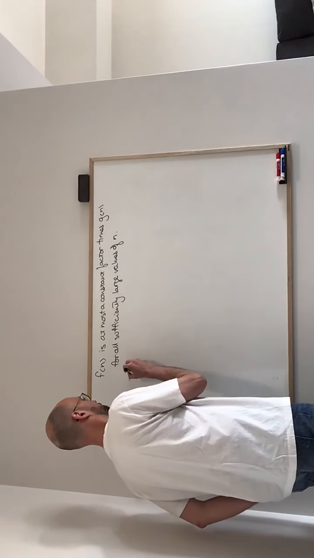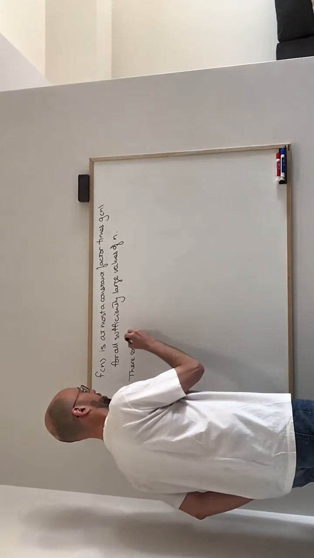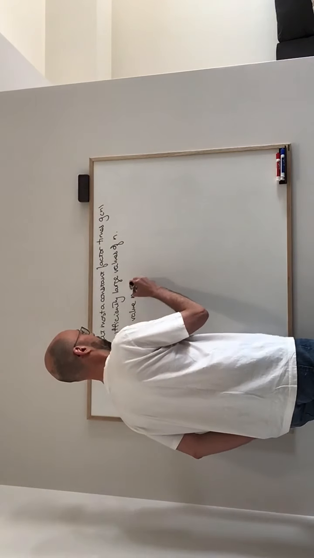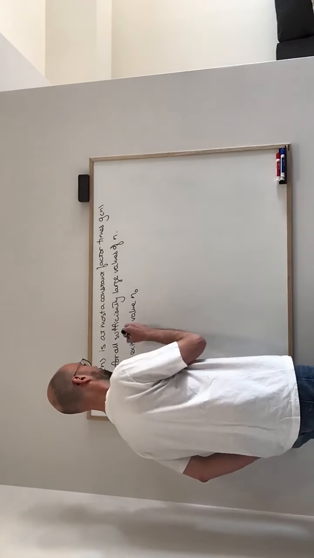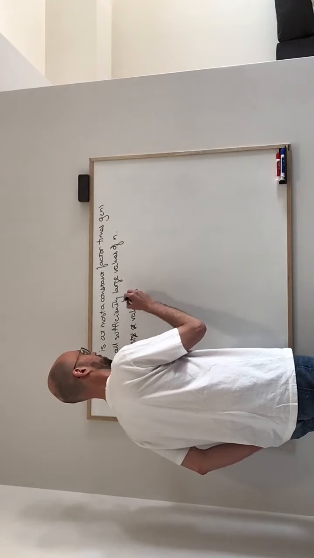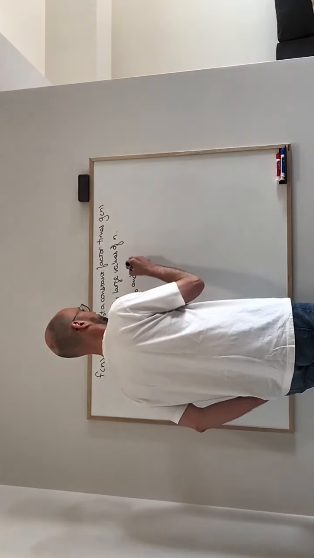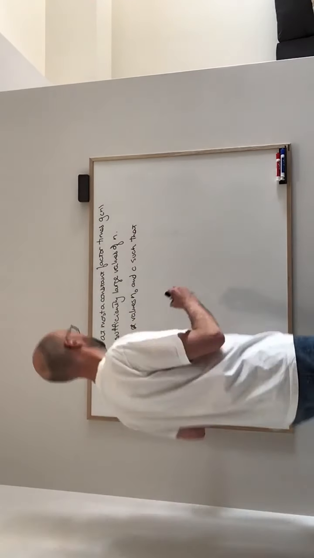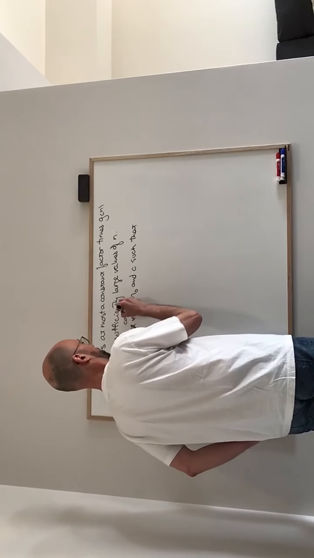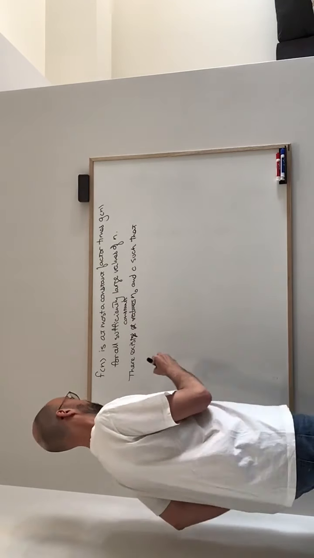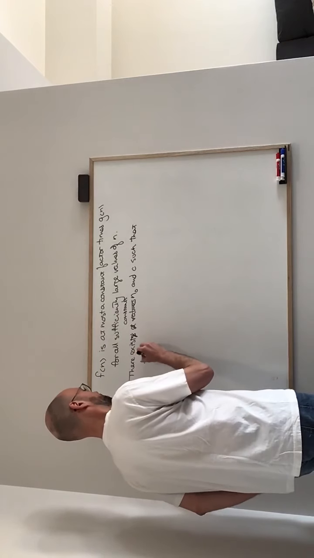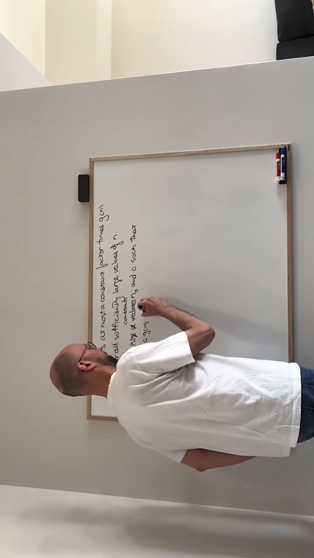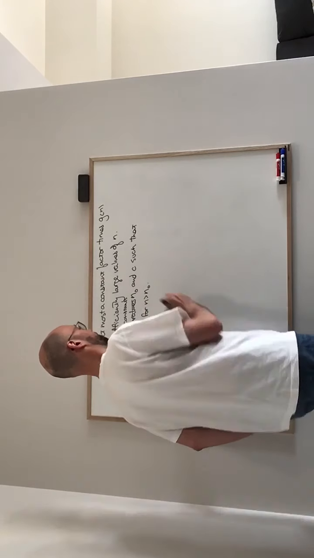So let's say that there exist values n sub 0 and c, and actually, instead of saying values, let's say constants, such that f of n is less than or equal to c times g of n for n greater than n0, right?